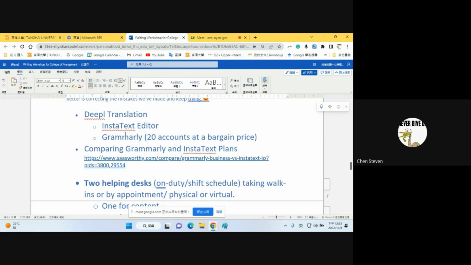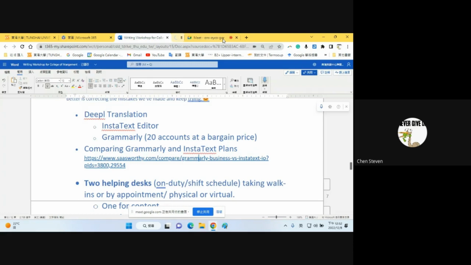For this one you could get 20 accounts at a bargain price. So I'm humbly suggesting 管院 to buy Grammarly， 我们就不要用 Instant Text， 我们就用 Grammarly， 跟他买20个账户，学校出钱，然后给学生这几个可以用的账户，因为 if you want to give yourself a hard time in grading their homework, I guess it's worth investing the money.